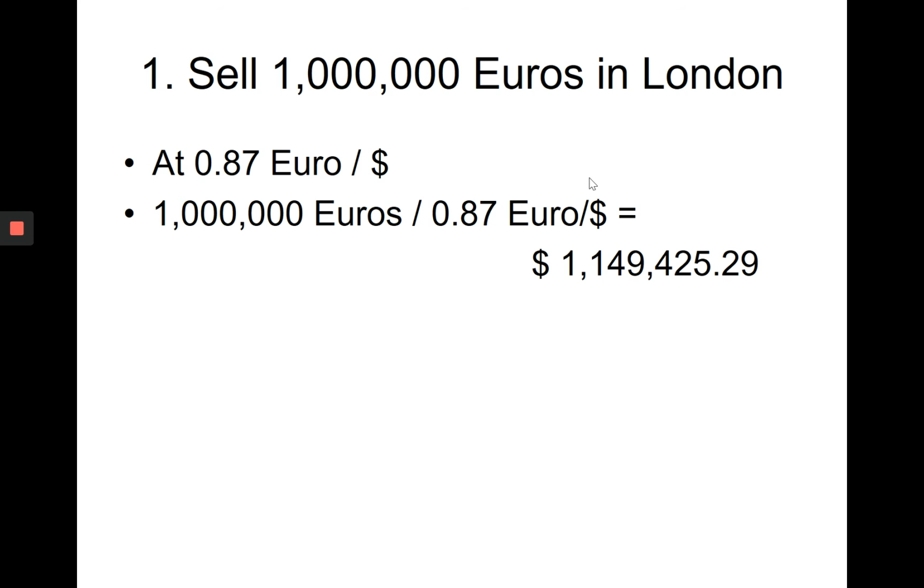Of course, the question we're asking is how many 87 cents are in 1 million euros? And the answer is 1,149,425.29, and every 87 cents buys a dollar.